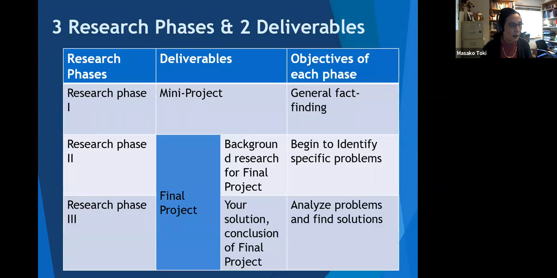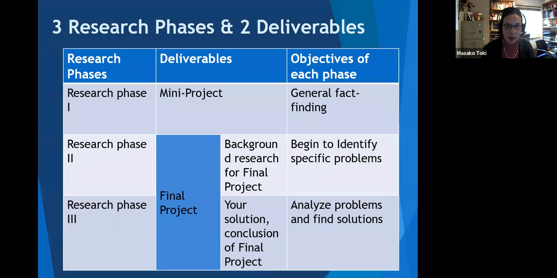Now, a quick review of the 3 research phases and 2 deliverables. We have 3 research phases, but students need to submit just 2 deliverables. First is a mini project, where students are going to focus on fact finding, basic facts, like a world nuclear overview and the basics of nuclear science.